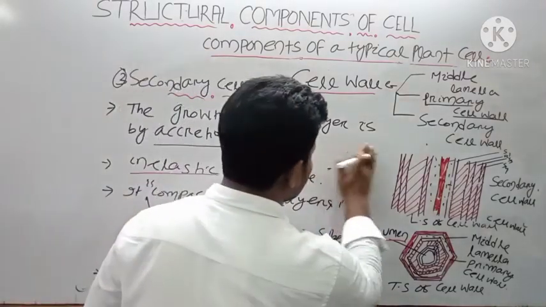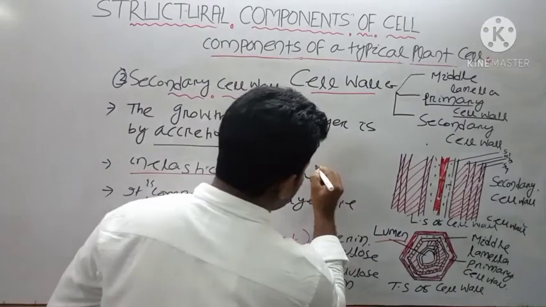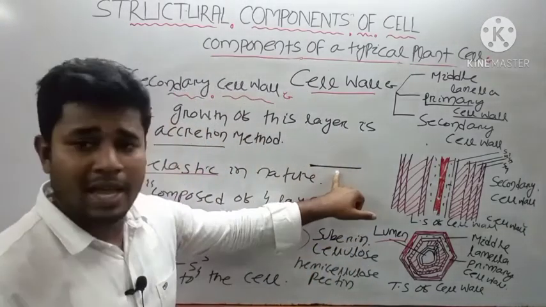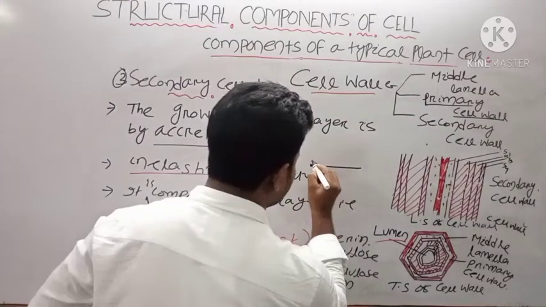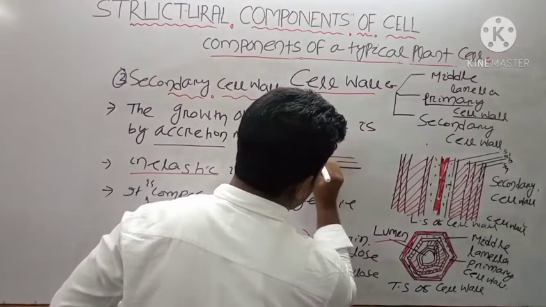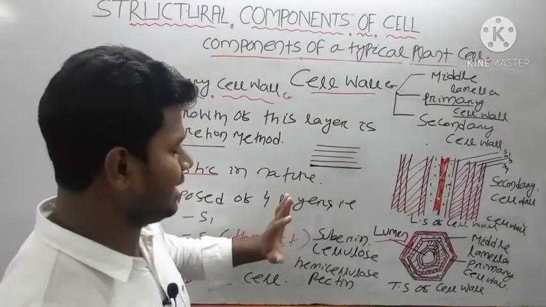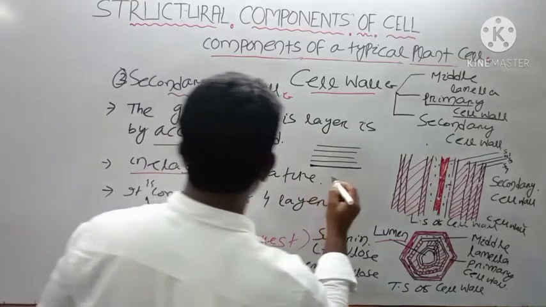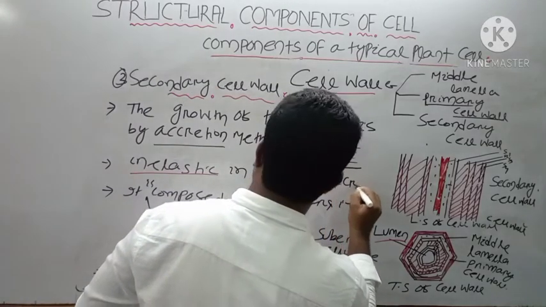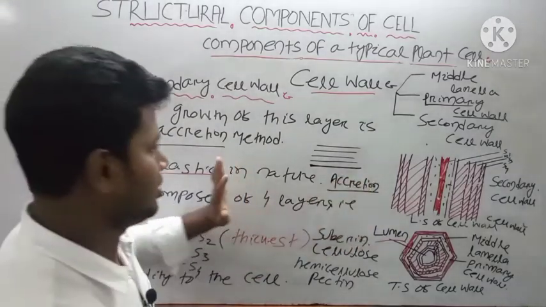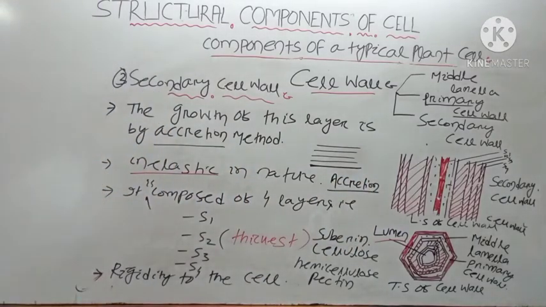But in case of accretion method, the layer of the secondary cell wall will be present and the formation of a new layer is upon the existing layer. This is known as your accretion method of cell layering. Okay, note down these points.